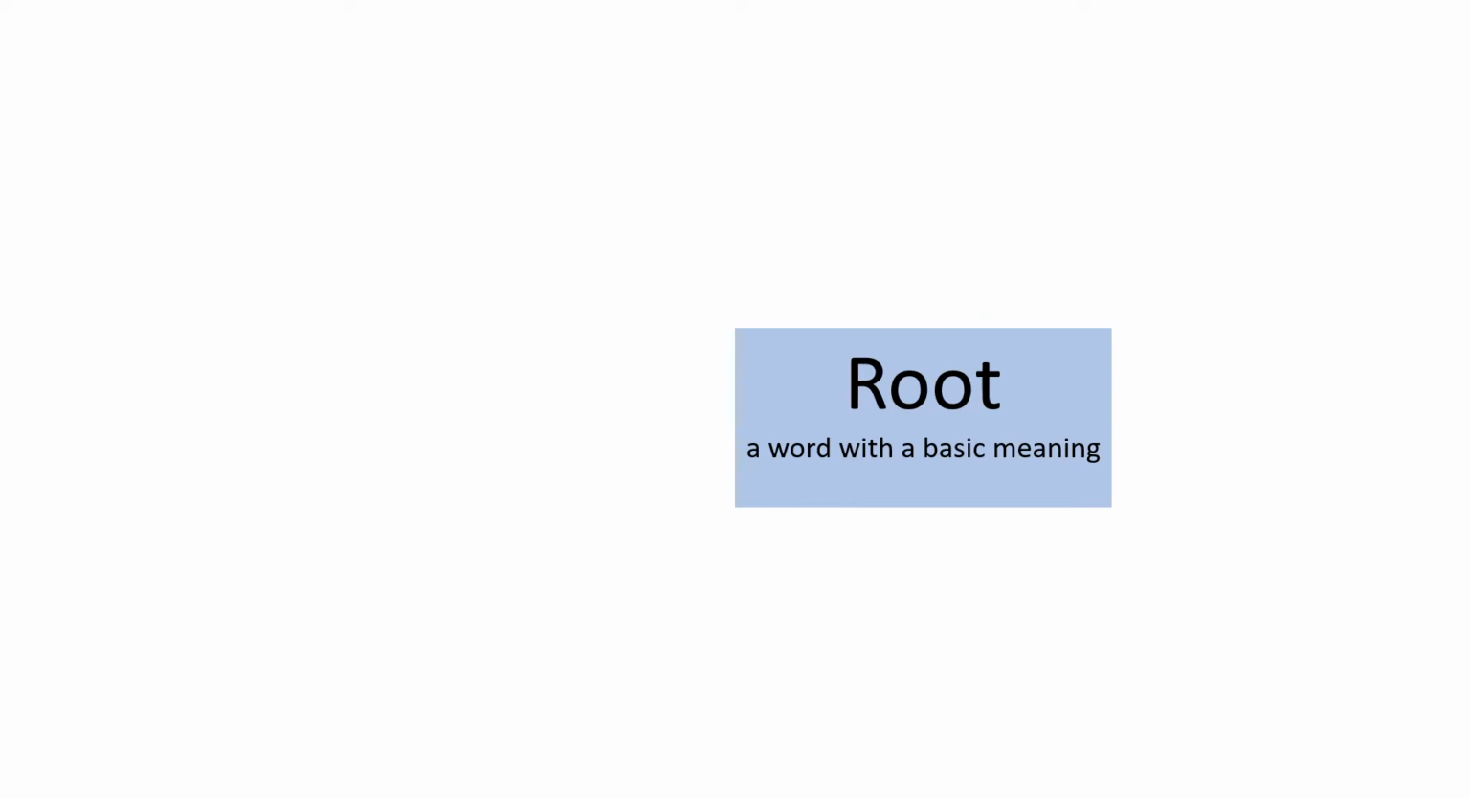What is a root word? A root word is a simple word with a basic meaning. We can add a small part at the beginning of the root word to form a new word. We call this small part the prefix.